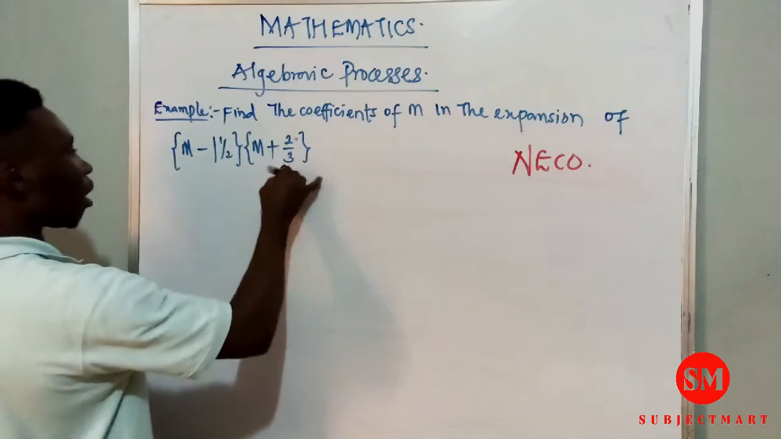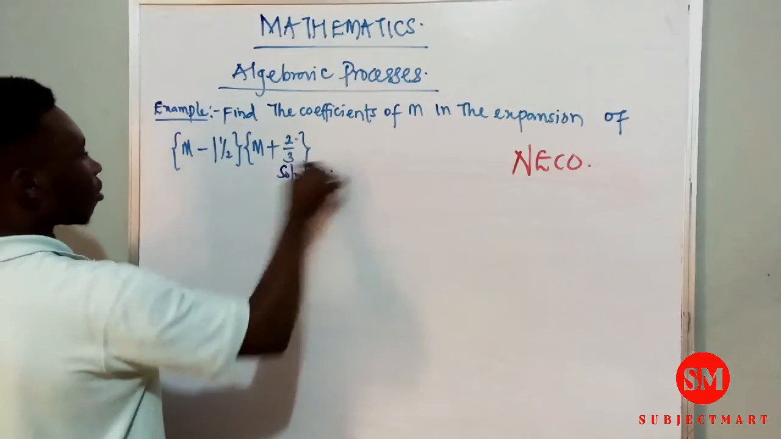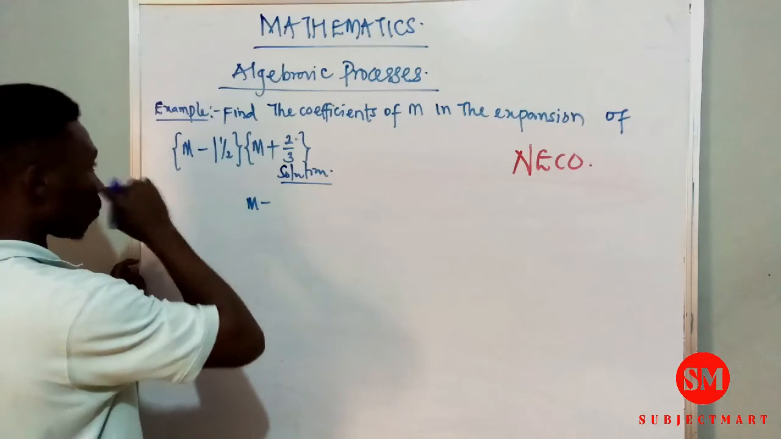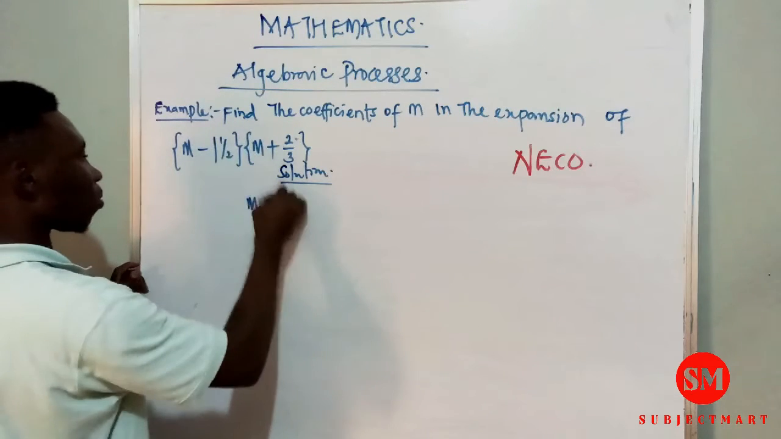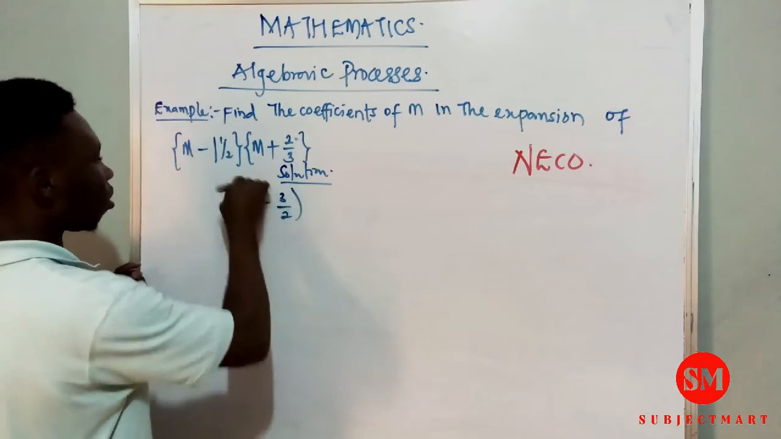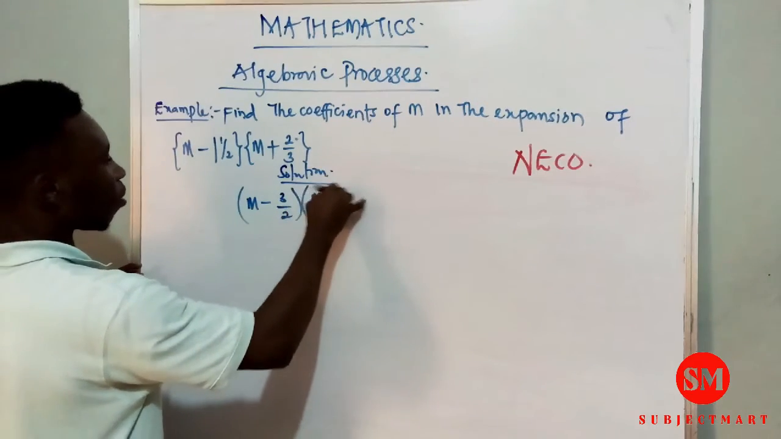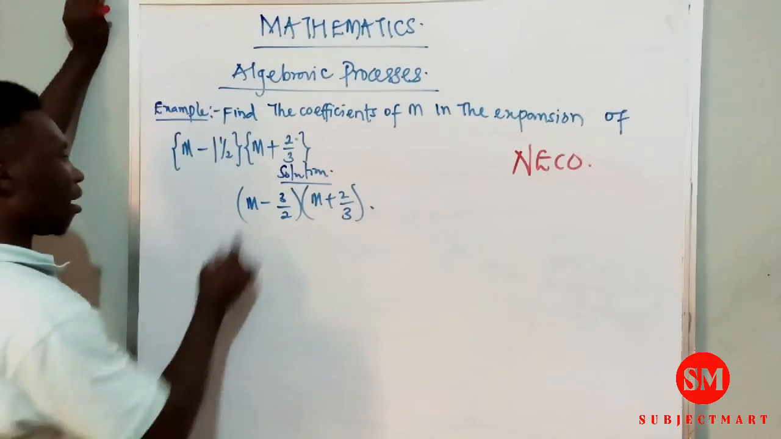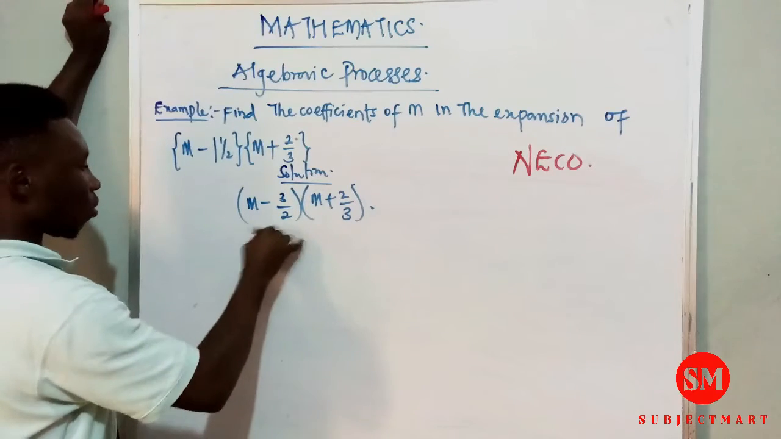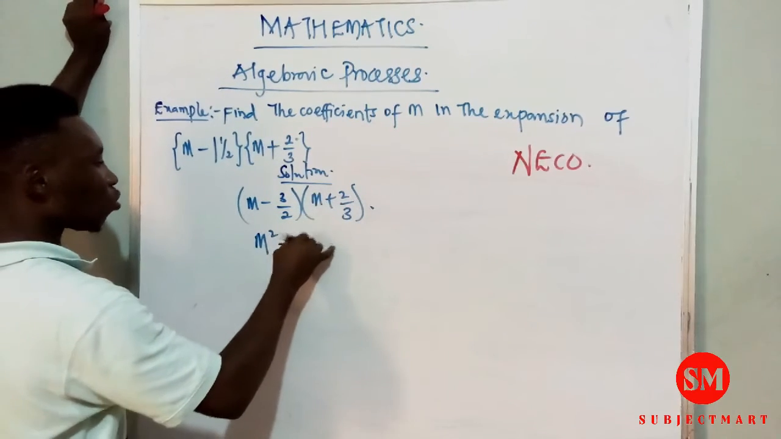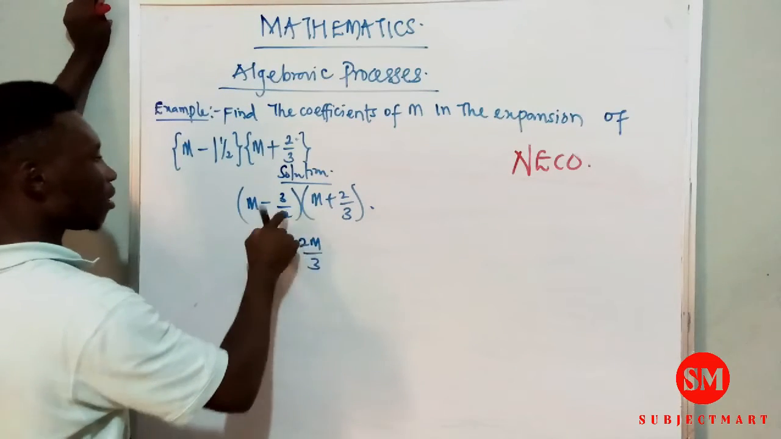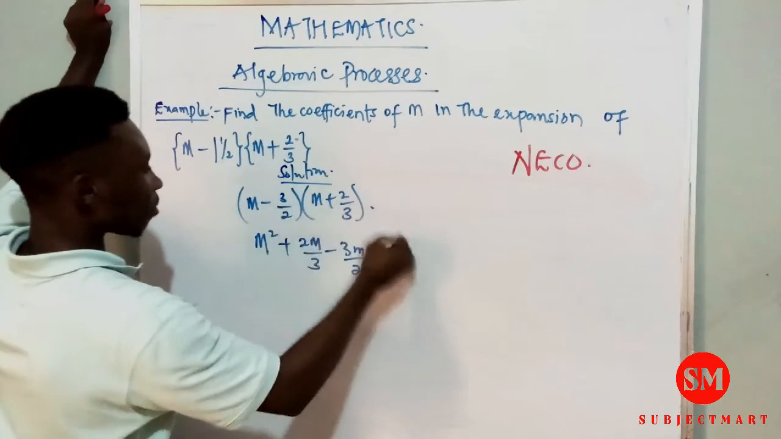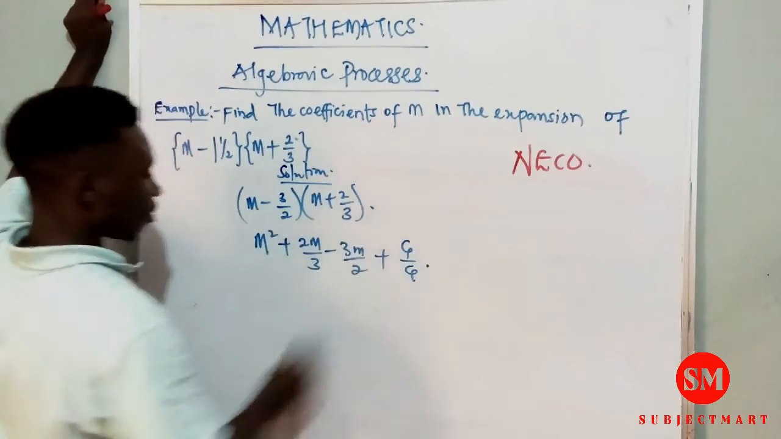So at this solution, at this point, we evaluate m minus, changing this to an improper fraction, 2 times 1, 2 plus 1, 3 over 2, in bracket, multiplied by m plus 2 over 3. So we can now expand here. m times m is m squared, m times this is plus 2m over 3. This times this is minus 3m over 2, plus this times that is 6 over 6.